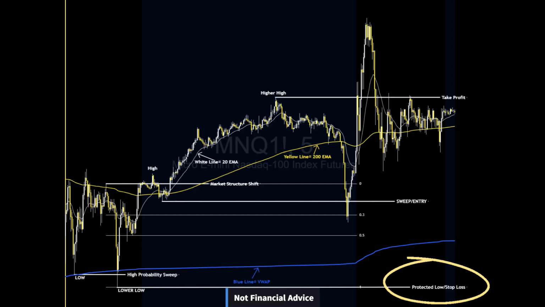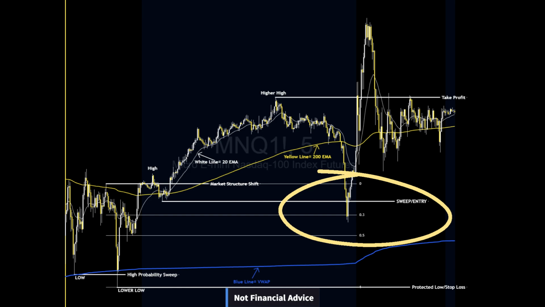That told us that buyers were stepping in and the new direction had strength behind it. Next, the protected low stayed safe the entire time. Price never broke beneath it, which confirmed that the bullish idea was still valid. When price pulled back into that flip zone and swept that low for entry, it respected the 0.3 and the 0.5 of those fib levels, then reclaimed them quickly. This is exactly the type of reaction we want to see before entering.